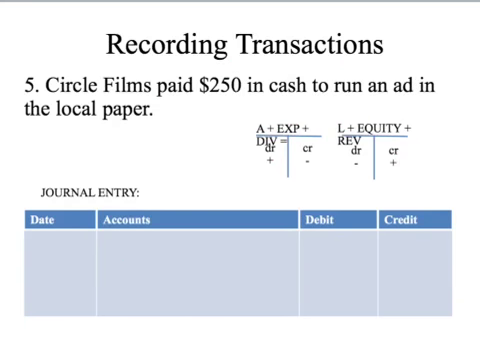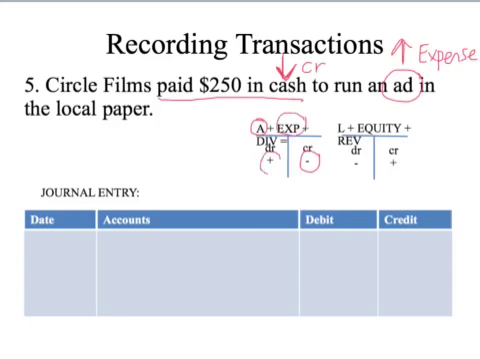Circle Films paid $250 in cash to run an ad in the local paper. So again, I've got cash, and paid means cash is decreasing. An ad is advertising. Advertising is a kind of expense for the business. And every time you have an expense, your total expenses are increasing. Let's work out the debit and credit. Cash is an asset, decreasing is a credit. Advertising is an expense, and expense increasing is a debit.